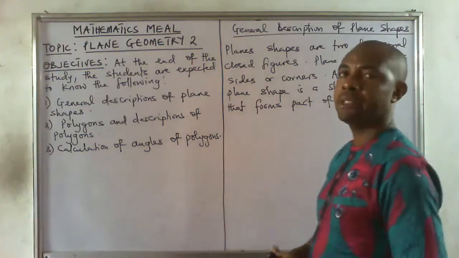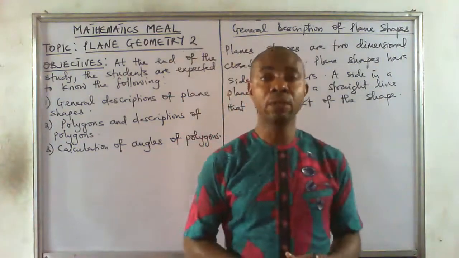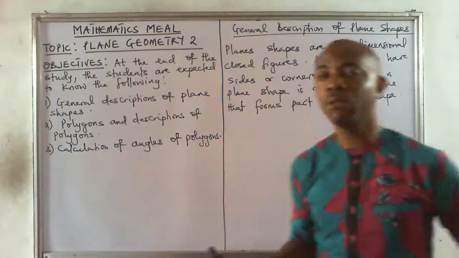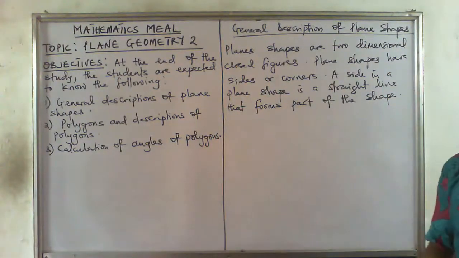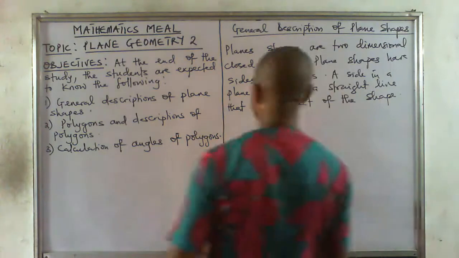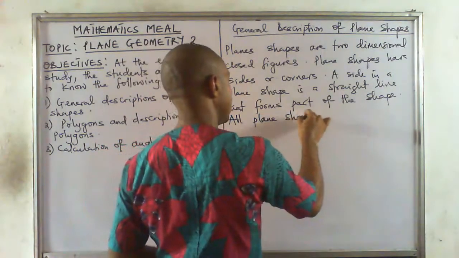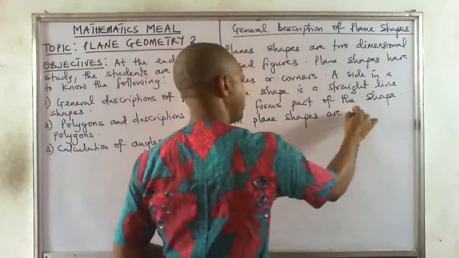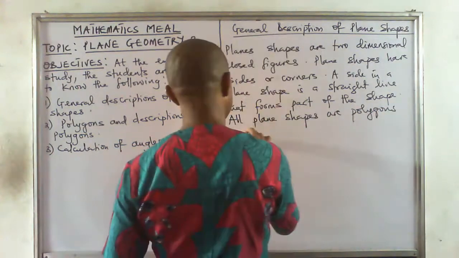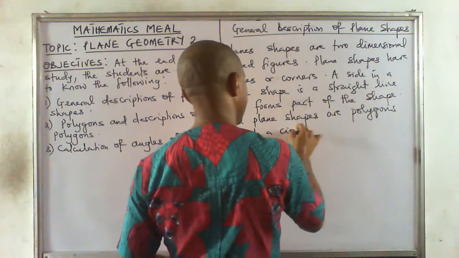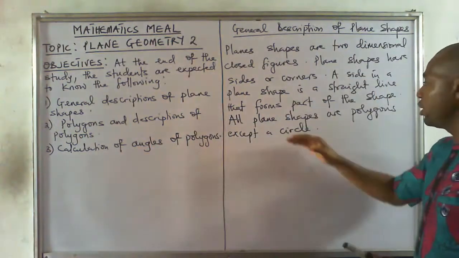Now, all plane shapes are polygons except a circle. All plane shapes are what? Polygons, except what? A circle. A circle is the only plane shape that is not a polygon. So let's put it down. All plane shapes are polygons except a circle. So a plane shape consists of polygons and what?